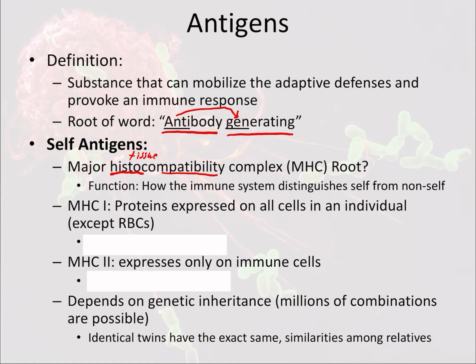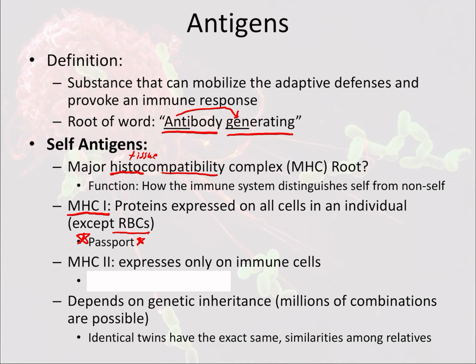We have two major types of these MHC proteins that stick out of all cells in the body, or most cells. The first one is called MHC1. These are proteins expressed on all cells except for red blood cells. Think of this as the passport. When you're in the United States, you have to have some proof, some document, that you're a legal citizen. This might be our passport, our birth certificate, something like that.